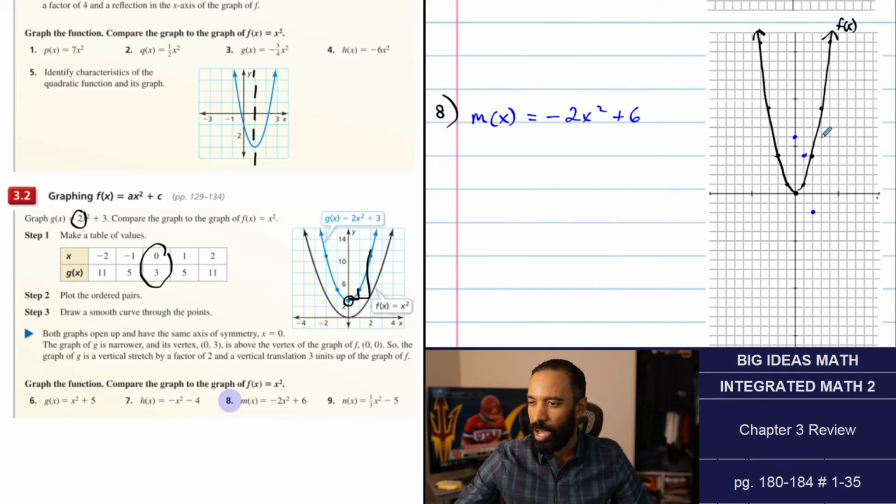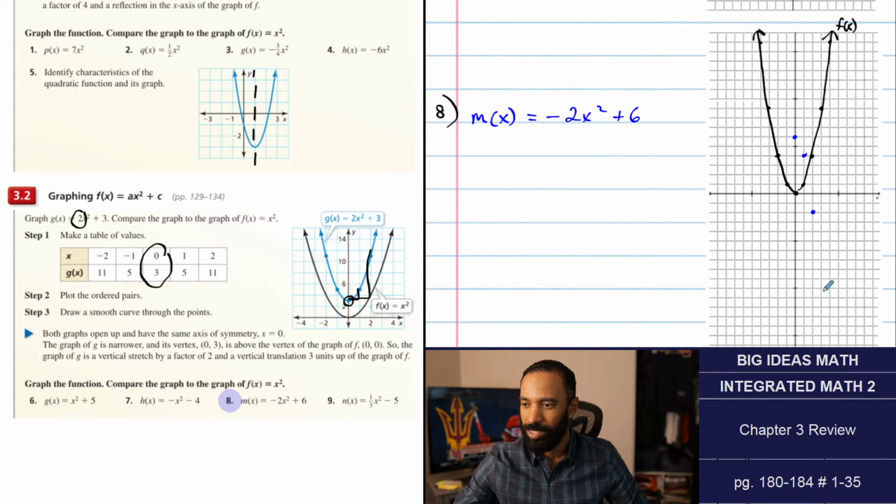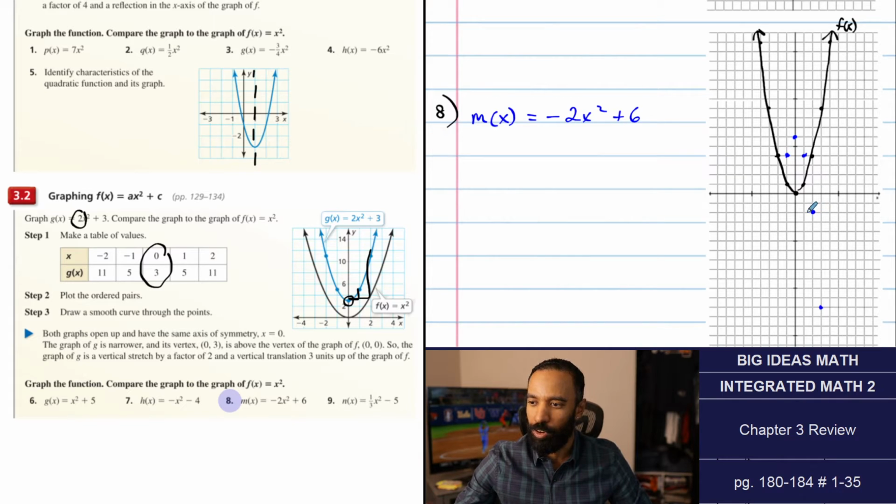9 doubled, 18 down from 6 is... why don't I know that? Negative 8. Wait, negative 12. Right? 6, yes. Never was good at subtraction. And flip this over on the other side. So check this out. 2 away from the axis, 2 away. 3 away, 3 away. Very simple way of going about that. This is m of x.